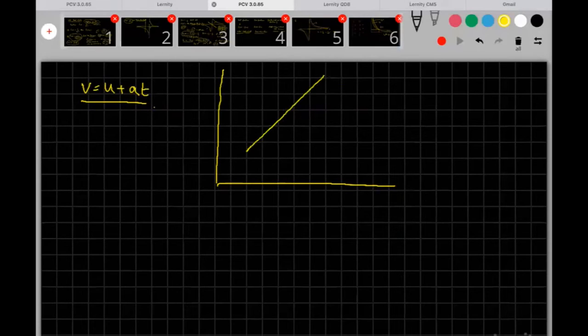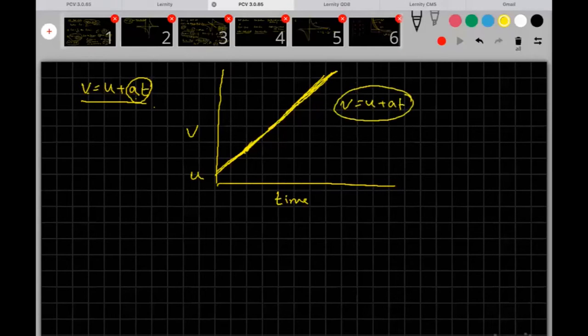Now if it's a straight line, will it pass through the origin? Here I have velocity, time. So at t is equal to 0, this term will become 0. So v is equal to u. So it looks something like this. Then it is going to be a straight line. So this is the graph of v is equal to u plus at. We will talk about all these things.